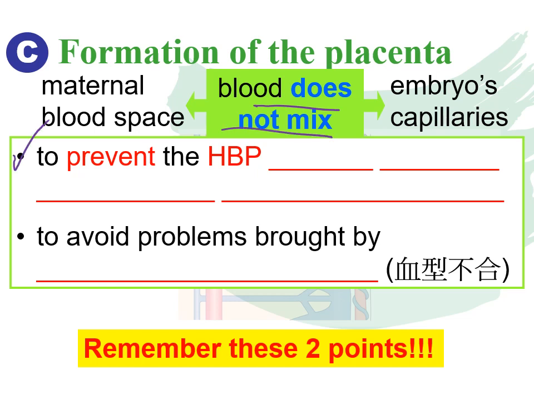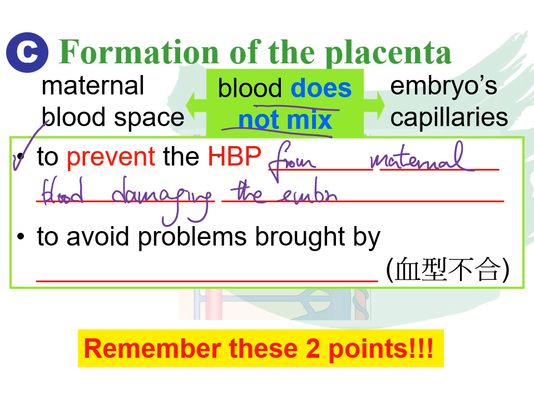Why? Because it helps to, number one, prevent the high blood pressure from maternal blood damaging the embryo's blood vessels. The high blood pressure from the mother's blood will burst and break the embryo's blood vessels if they go directly from the mother's blood to the baby's blood. So you don't want the baby's blood vessels being damaged and broken.